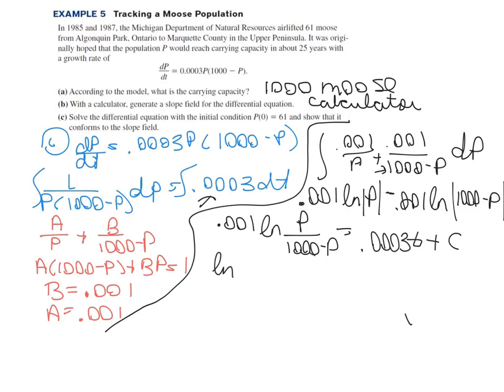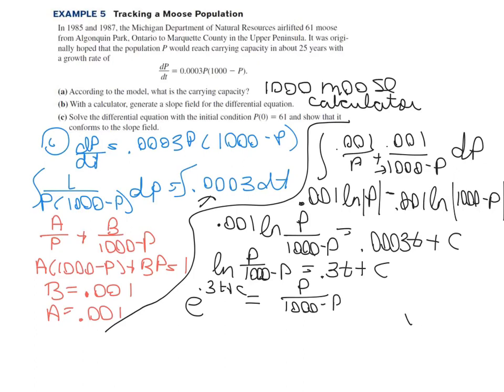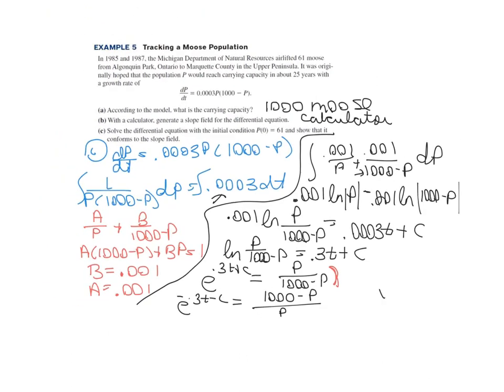Multiply everything by 1,000 just so we can get these numbers down a bit. So we've got the natural log of p over 1,000 minus p equals 0.3t plus C. I want to get rid of my natural log, so I'm going to put it into exponential form. So e to the 0.3t plus C is equal to p over 1,000 minus p. And I want to flip this one here. So to flip it, I'm just going to go negative. So now I've got e to the negative 0.3t minus C equals 1,000 minus p over p. Let me make this a little bit smaller.